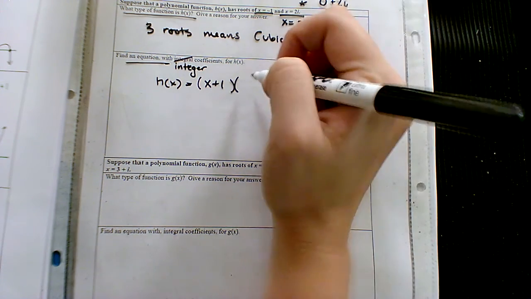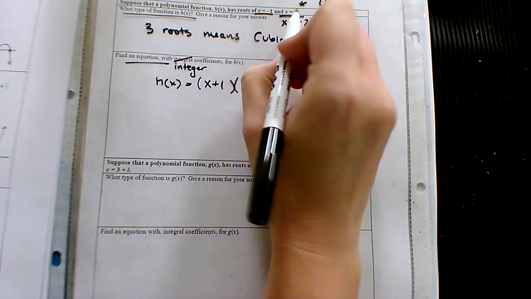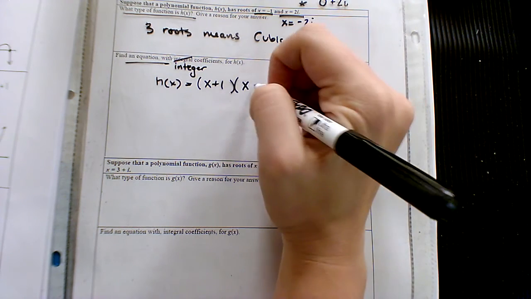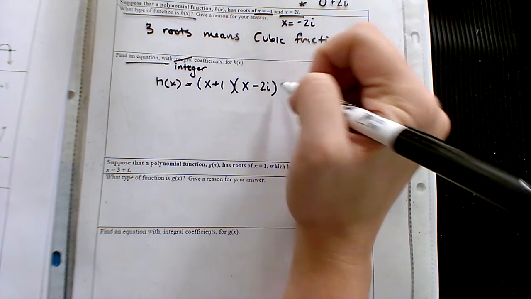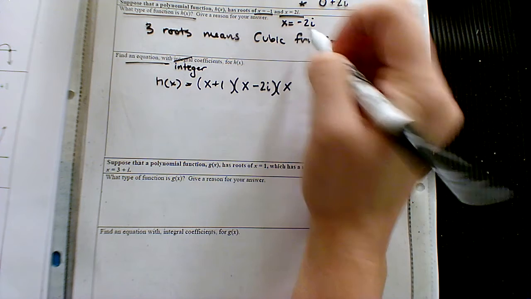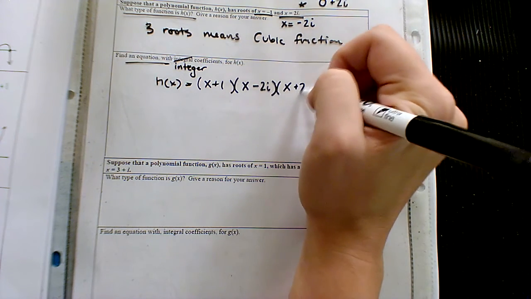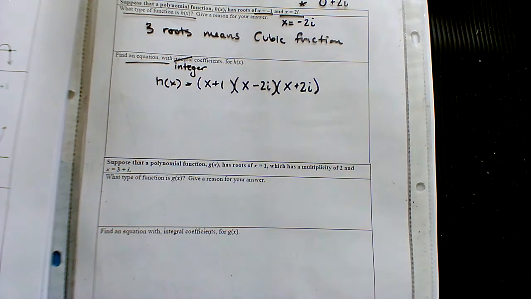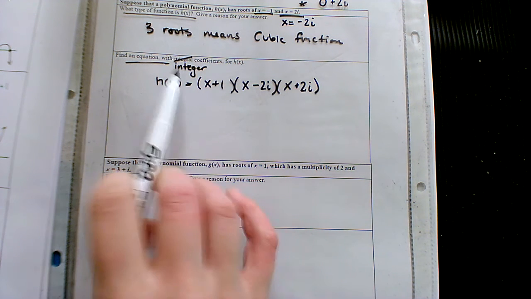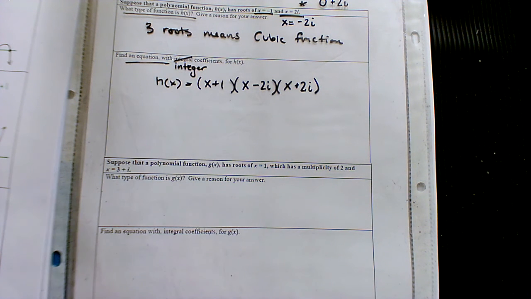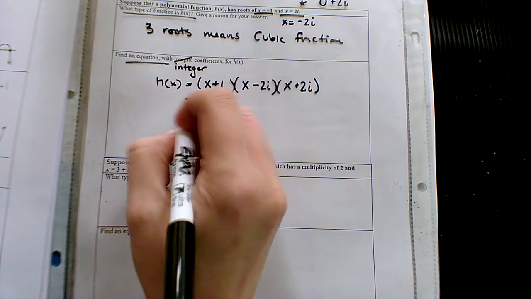Well, we're going to have both. So if we have a root of 2i, we would need x minus 2i. And if we have another one of negative 2i, we'll need the plus 2i. So 1 minus, 1 plus. It works just like regular real numbers would, but now they're just imaginary. So what we're going to try to do is expand this so we get integer coefficients. We're basically going to turn it into standard form. We're going to multiply everything together.